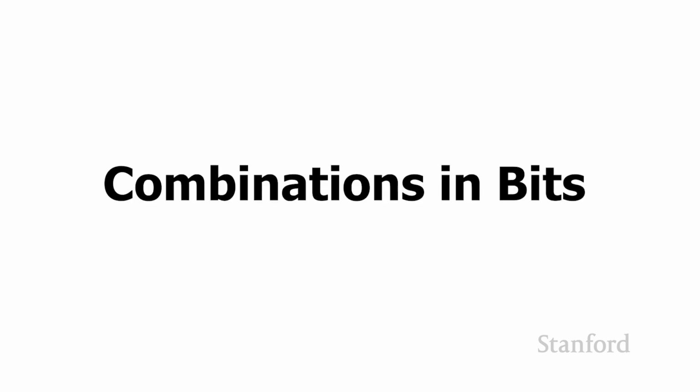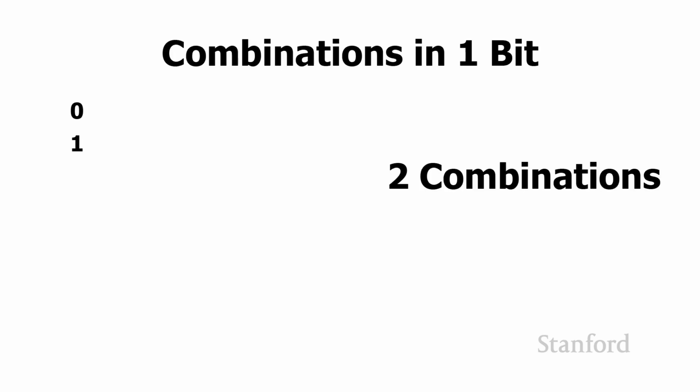So one thing that's going to be important for us when we're representing information is how many different combinations we can store in a given number of bits. So let's start off with 1 bit. What can we represent in a single bit? Well, we can either represent a 0 or a 1.